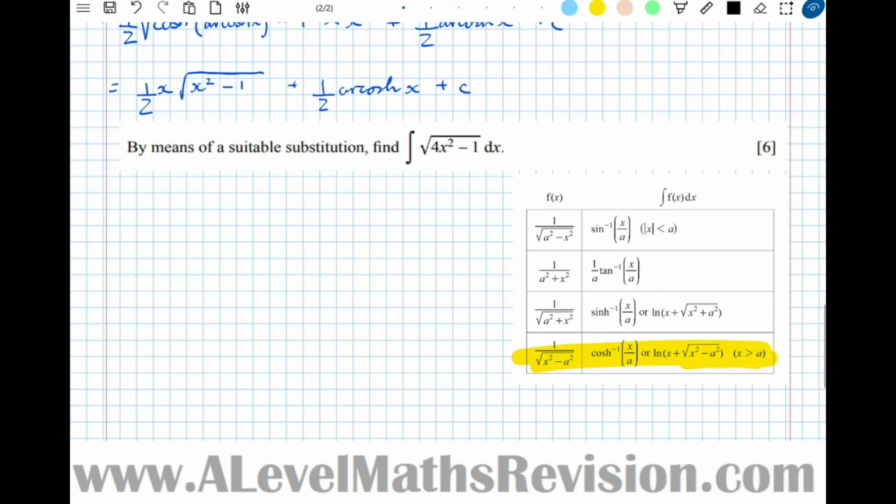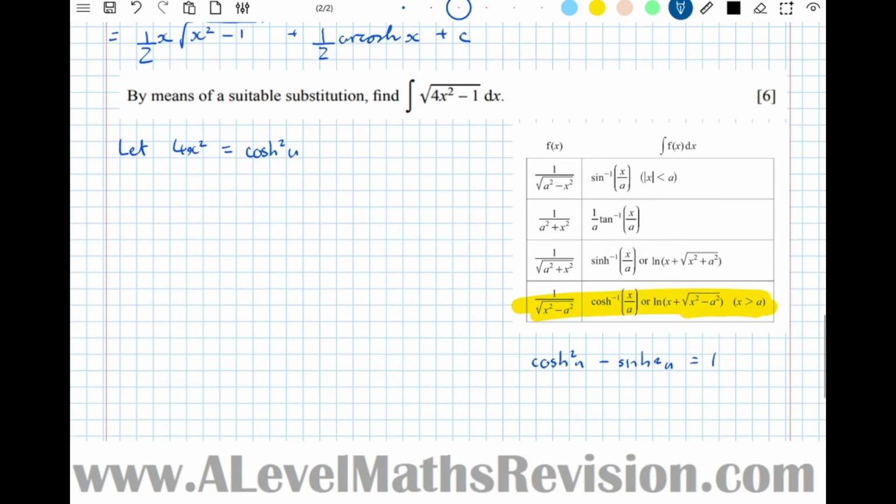So that means we want to use the cosh squared identity. So we want this term here, 4x squared, to equal cosh squared u. So that's what we're going to do. We're going to let 4x squared equal cosh squared u. And that means we can use the identity cosh squared u minus sinh squared u equals 1. So that means that cosh squared u minus 1 equals sinh squared u.